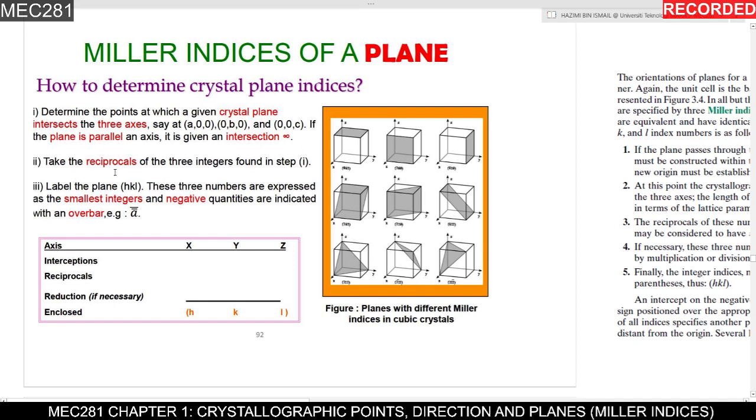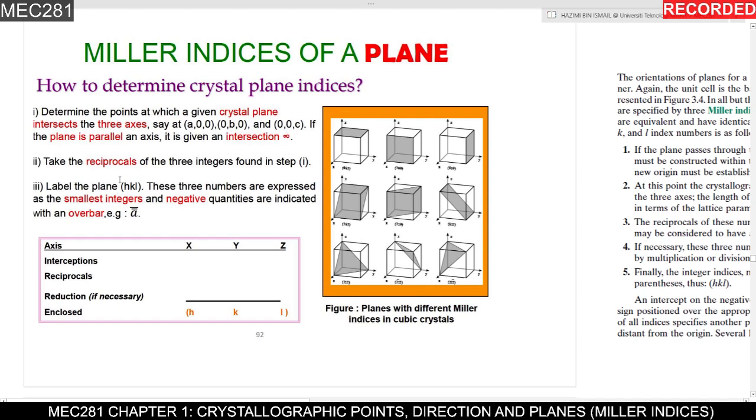Take the reciprocals of the three integers found in step 1. Reciprocals means you have to invert the number. So let's say a, when you do the reciprocal, 1 over a. 1 over infinity is 0. For b it is 1 over b, and for c, 1 over c, the same. Then label the plane h k l.